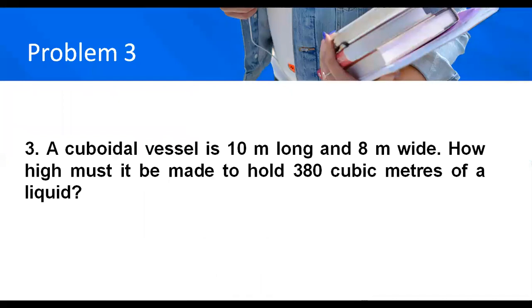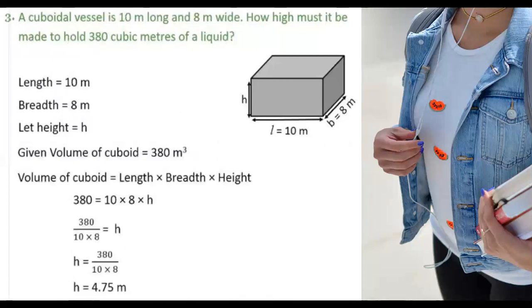Now coming to problem 3, a cuboidal vessel is 10 meters long and 8 meters wide. How high should it be made to hold 380 cubic meters of a liquid? So here we are given a cuboidal vessel which is 10 meters long and 8 meters wide. Here height is not given.